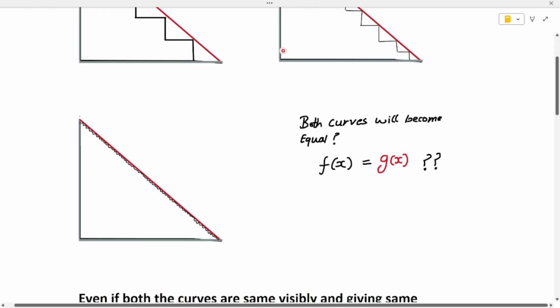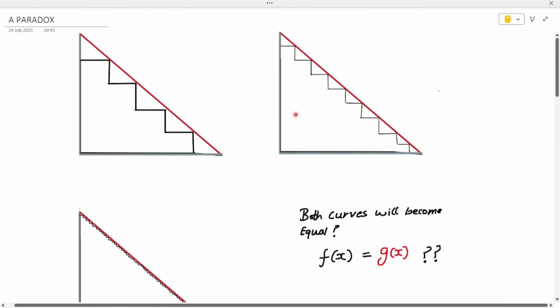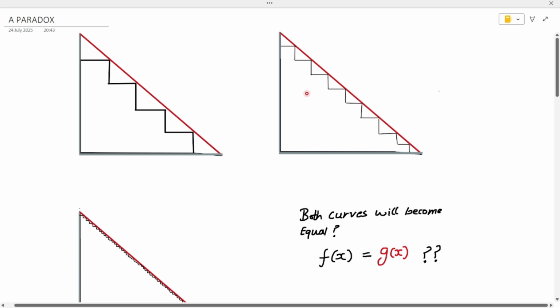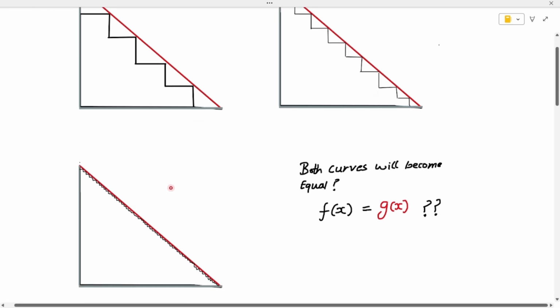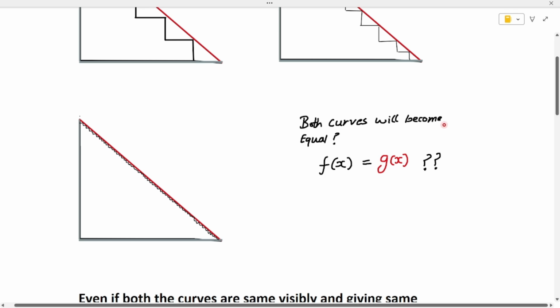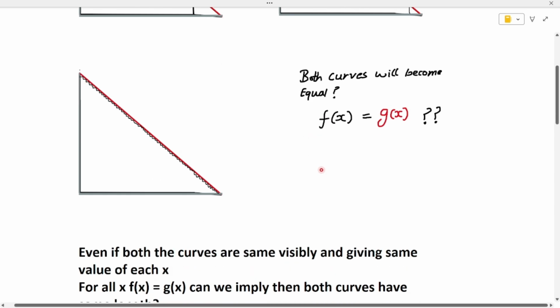Doing that, if I keep on decreasing the size of the step, I will get closer and closer to this line. And when the steps become infinitely small, the curve of these steps will converge to this line. And so the question becomes whether both curves will become equal or not.